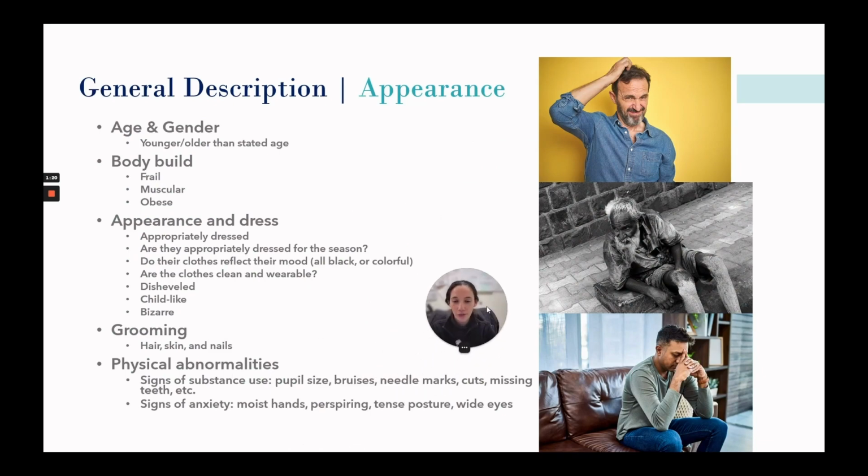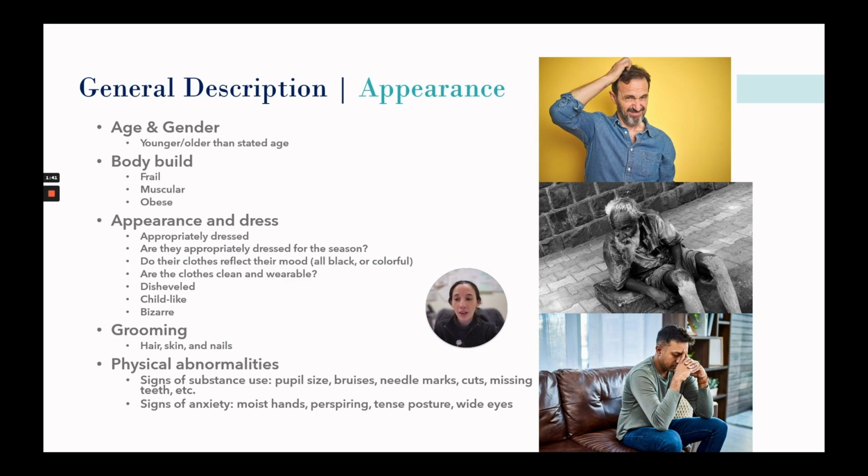All right, so first, let's talk about general description, the appearance. We're looking at the patient's age and gender. Do they look younger or older than their stated age? We're looking at their body build. We want to know, are they frail? Are they muscular? Are they obese? That's going to tell us a lot about their health.